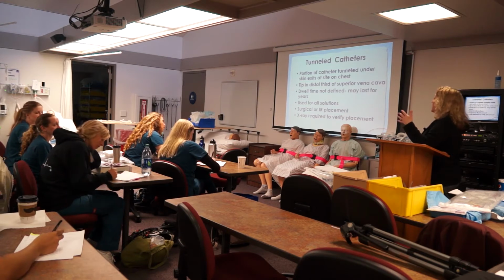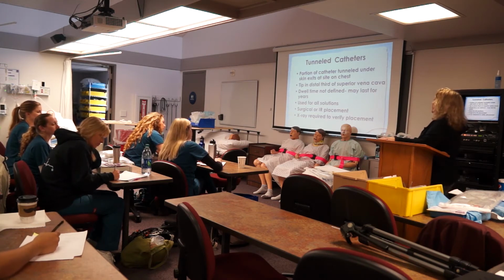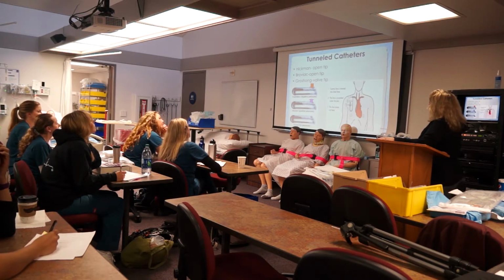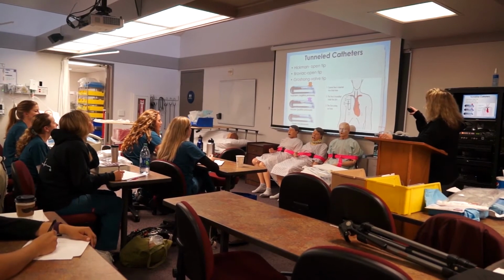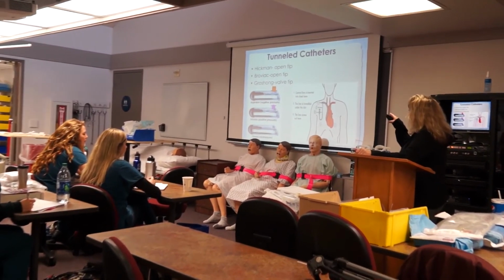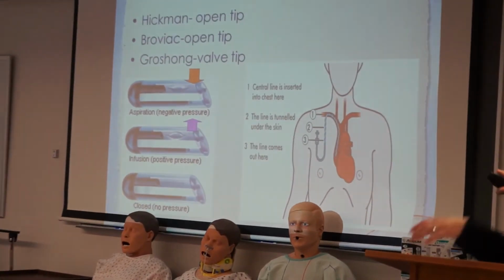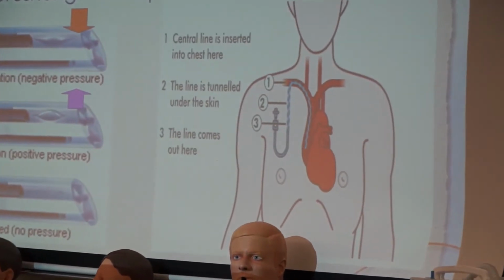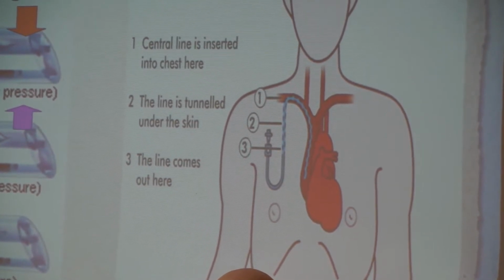Again, used for all solutions. They're put in surgery or in interventional radiology. And again, x-ray is necessary to verify that they are placed appropriately. So this kind of shows you a tunneled catheter. You can see number 1, that's where it's actually accessing the vein, and it goes down into the superior vena cava. 2 is the tunneling underneath the skin, and you can sometimes actually feel that little cord. And then 3 is where it's coming out of the skin, and that's where your access would be. You'd see the port sticking out there.